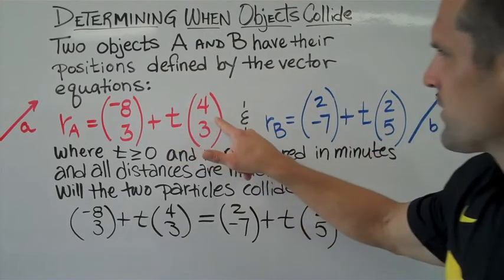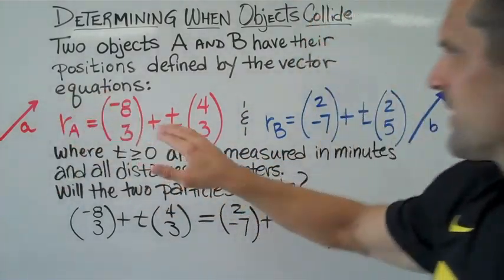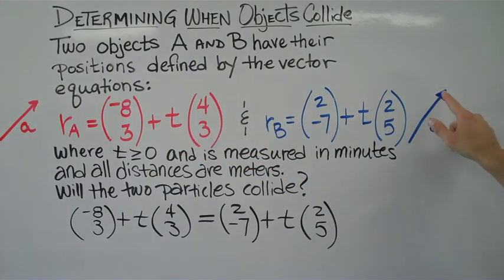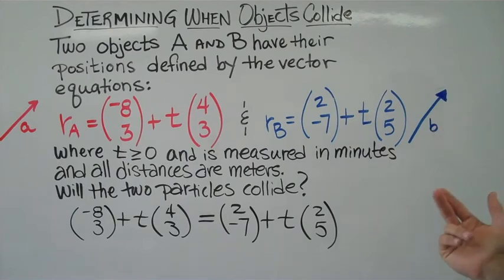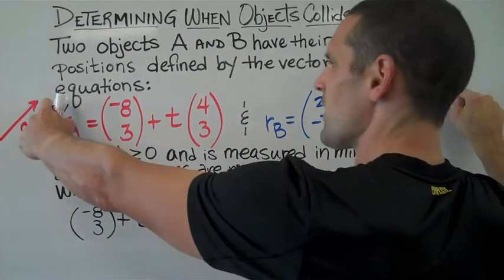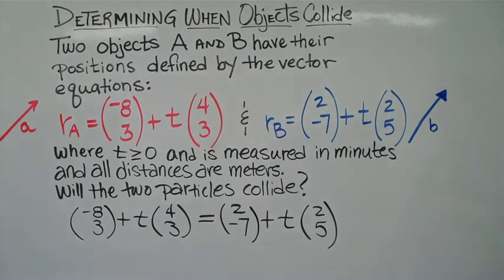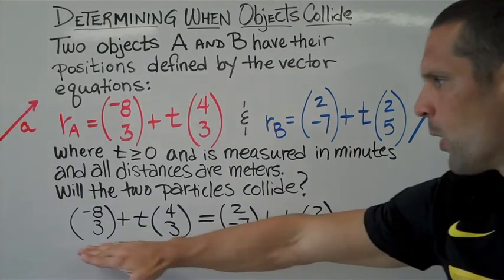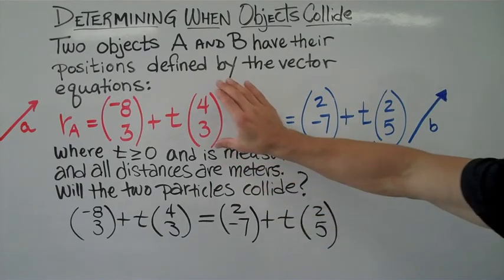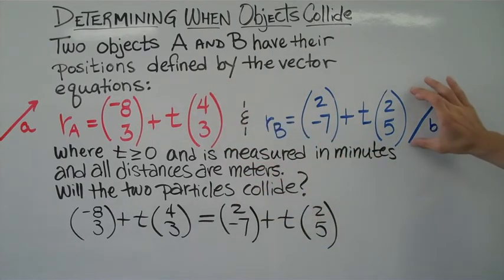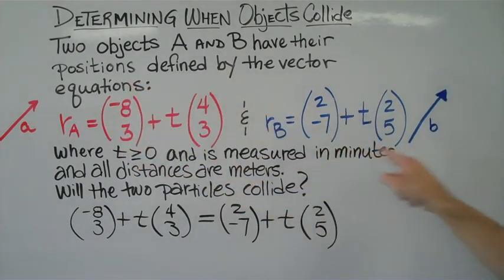Remember, if this is vector A here, and this is vector B, or we could call them RA and RB, if they collide, then this little arrowhead and this little arrowhead will be going to the same spot at the same time. How do we determine if they're going to the same place at the same time? Well, set them equal to each other. If they're going to collide, then at some point they'll be at the same spot at the same time. This is equal to this. That's our first step in saying, do they collide? Set this one equal to this one.